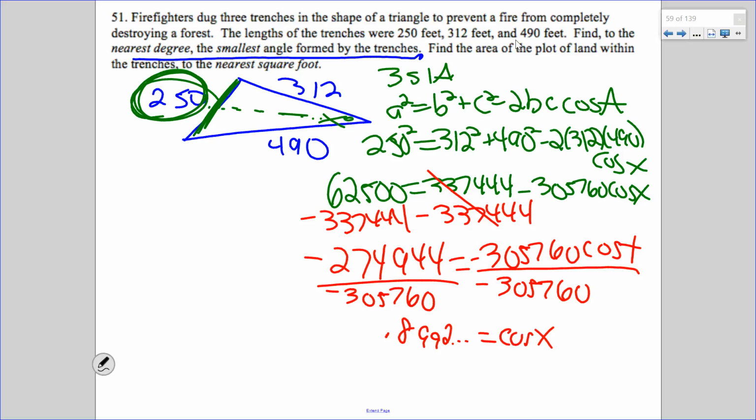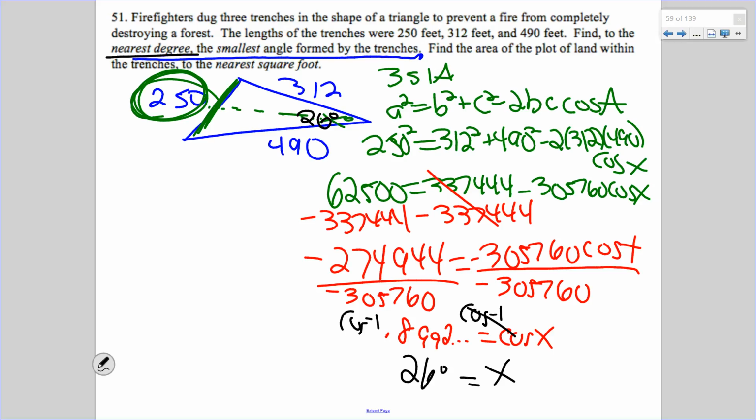Inverse cosine. X equals inverse cosine of 0.8992, which is around 26. Nearest degree, 26. So I'm going to put that into the picture.